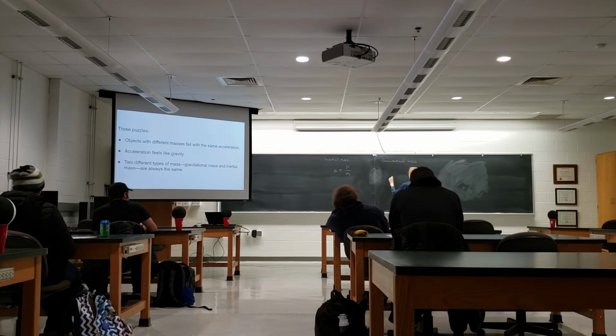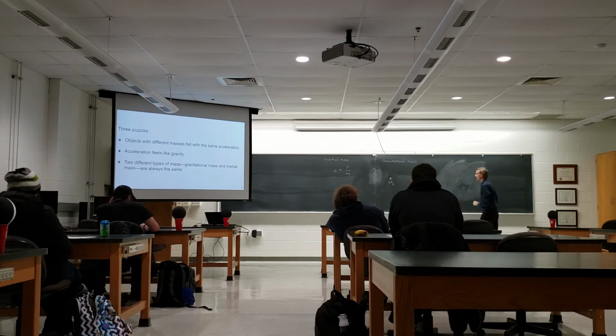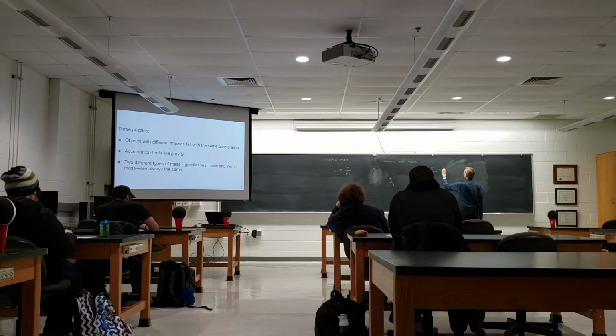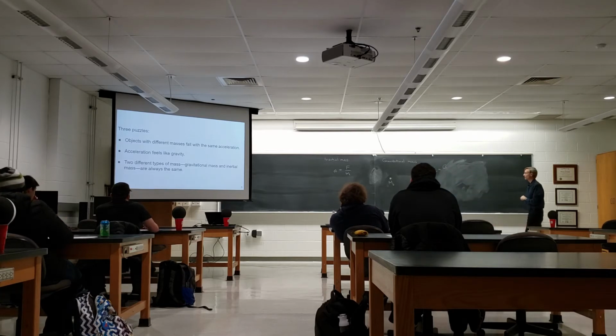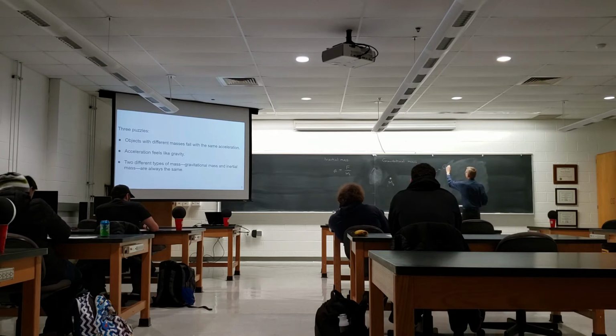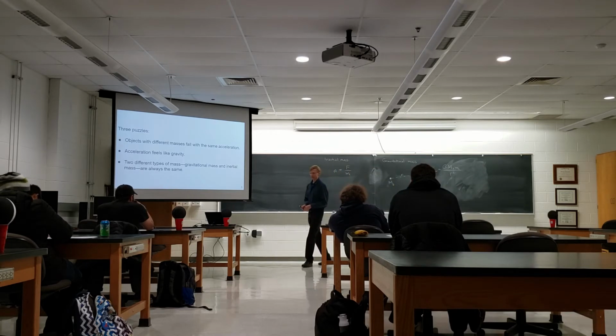So gravitational mass is what shows up in Newton's law of gravity, where if I've got 2 masses, and I'll call this one big M and this one little m, and I'll put little g's on them to say we're talking about gravitational mass here, then the gravitational force on either one has magnitude capital G, that universal constant of nature, the gravitational constant, times the product of the masses divided by r squared, where r is the distance between them.